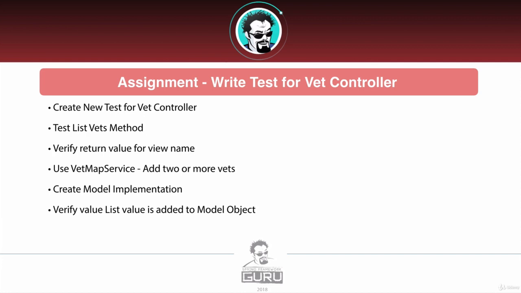And we have a vet map service, so a simple map persistence using a hash map. The implementation is already there, but we want to be able to use that. And in our test, we want to set things up and add 2 or more vets in there so we actually have a list coming back from it. Now, the controller, our little mock controller there, is expecting a model. We have the interface, but we do not have an implementation. So we're going to need to create an implementation for that. And then also, we want to verify that value, that list value, is added to the model object.